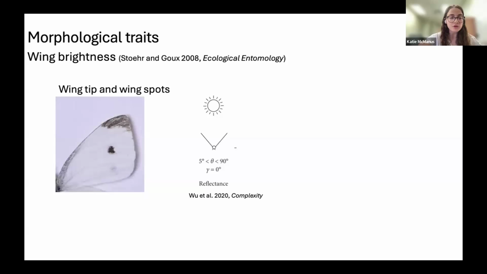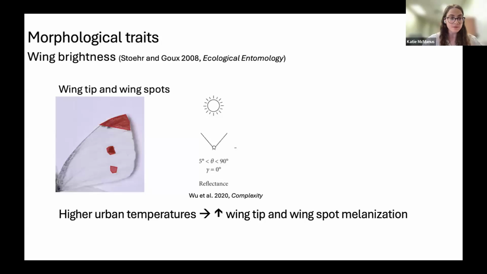The wing spots that are further from the body function in a different way. So these areas are involved in reflectance basking. And this is where the butterfly will have their wings at this 5 to 90 degree angle, and solar energy will be reflected off of the wings onto the body. So I'm interested in these 3 melanized spots that will be used in reflectance basking, and the amount of pigmentation in these areas will impact how much reflective surface remains. Therefore, these spots may have increased pigmentation in warmer areas, which will allow them to decrease that solar reflectance.